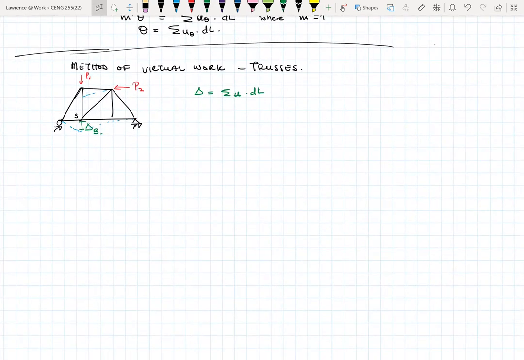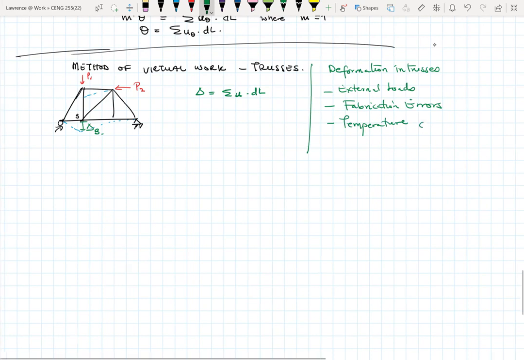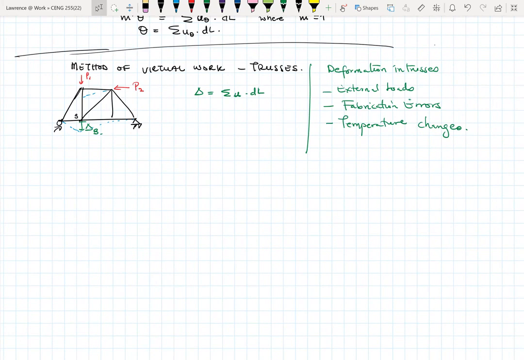One thing about trusses is that the deformations in trusses can be due to external loads. It can also be due to fabrication errors. When they were trying to weld and bolt, they could have made some mistakes. And also due to temperature changes, especially if it's made up of a material that would expand or contract due to temperature changes. For now, we are looking at the virtual work method for trusses due to external load. We'll look at the other methods later.